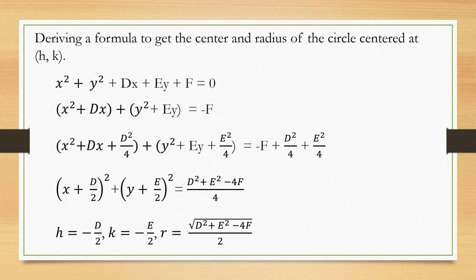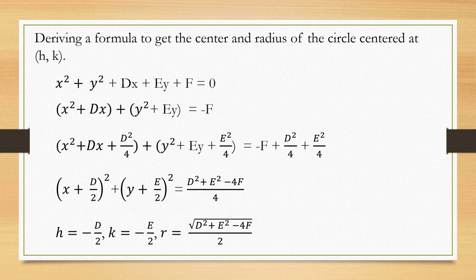That is actually the result when we simplify. Therefore, the corresponding formula for h, referring to the x value of the center, is h equals negative d over 2, while the value of k is equal to negative e over 2.